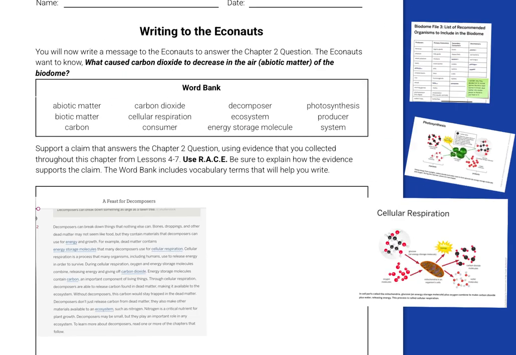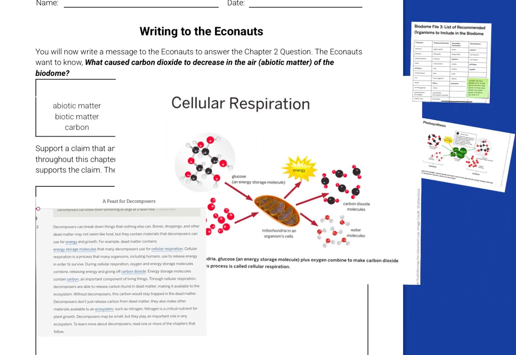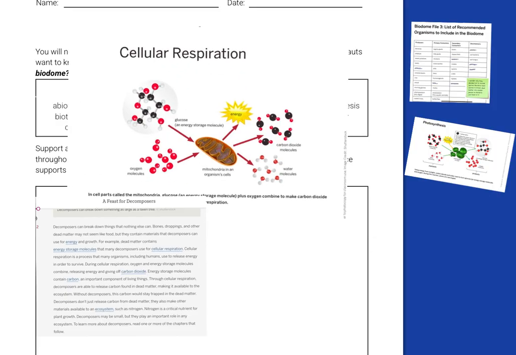We also have cellular respiration. So here's the process of cellular respiration. In cellular respiration, glucose, which is the energy storage molecule, and oxygen are taken into the cells. The mitochondria produces the chemical reaction, and out comes energy, carbon dioxide, and water molecules. There's the carbon dioxide, very important. What could we use from here?